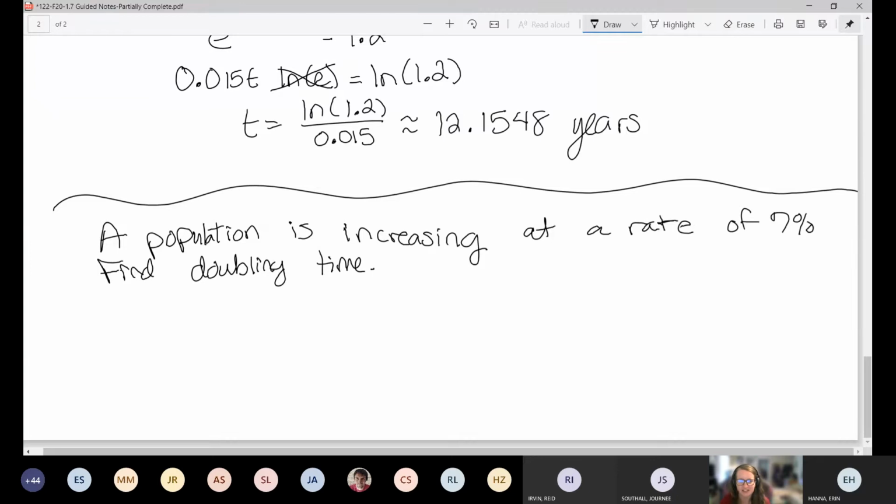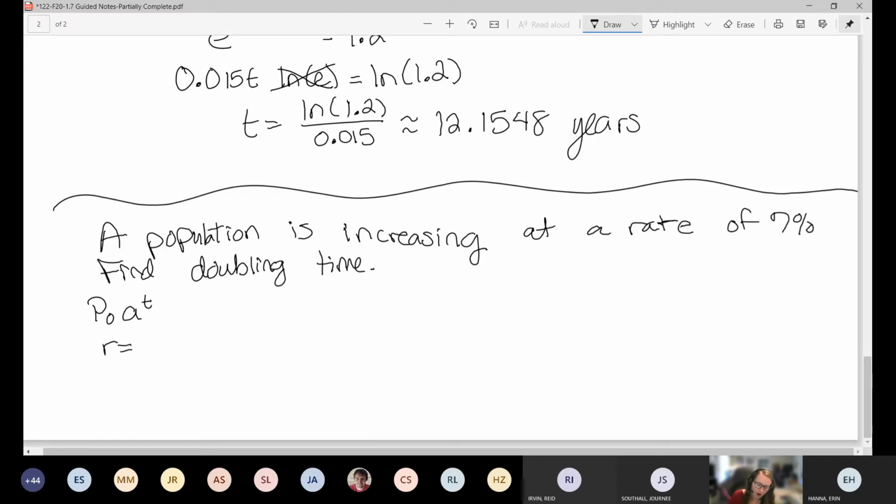So this is a very simply phrased question, but there is a similar one on your exam, on your homework. So population is increasing at a rate of 7%. Find the doubling time. I don't see the word continuous anywhere, but I do see the word rate. So since it doesn't include continuous, but it includes rate, I know I'm in the A to the T form. Once again, for doubling time and half-life, you do not need P0. If you have it, that's awesome, but you don't need it.